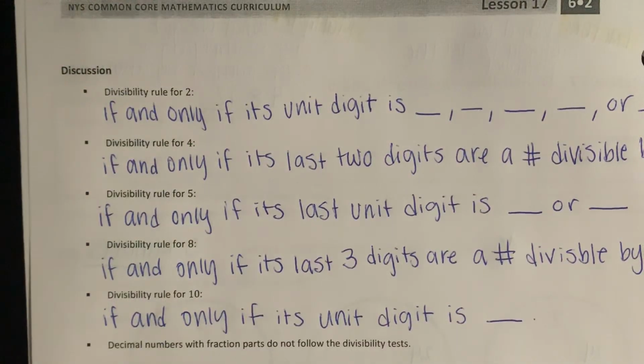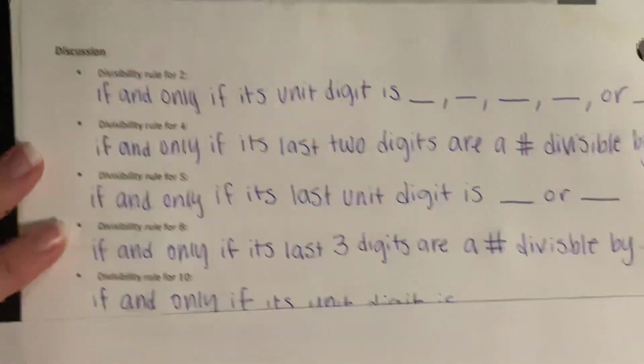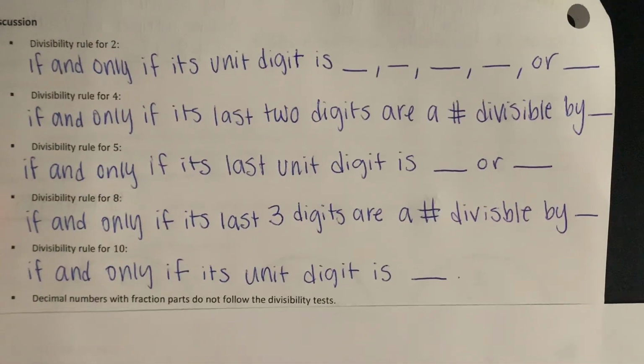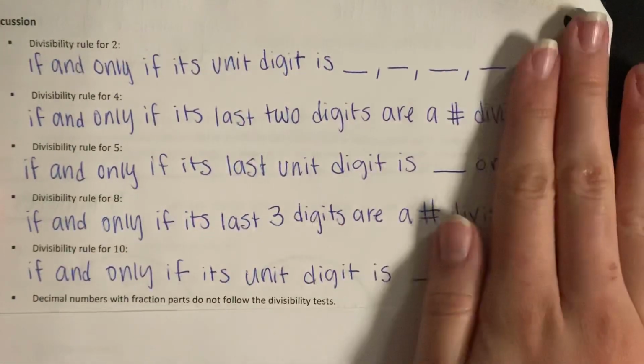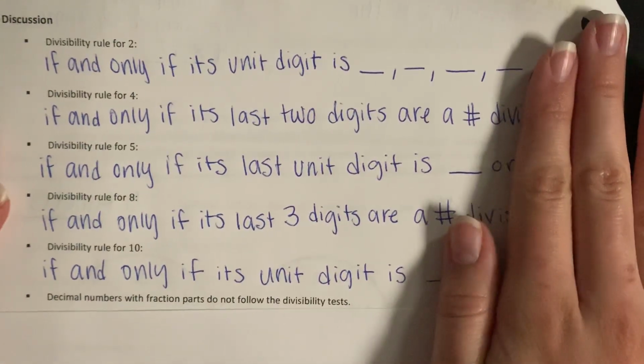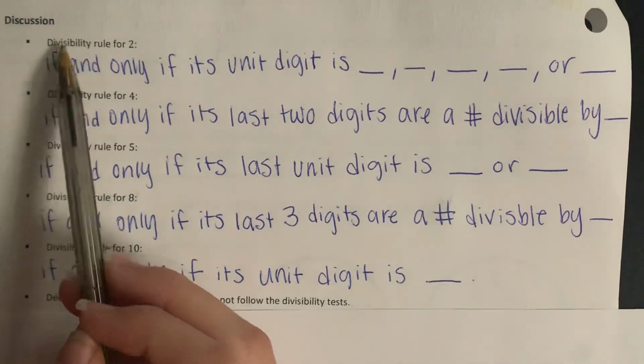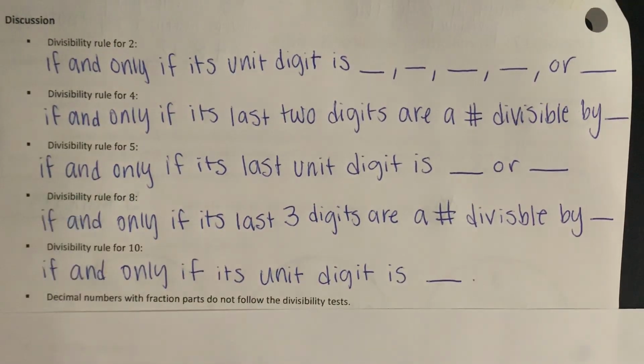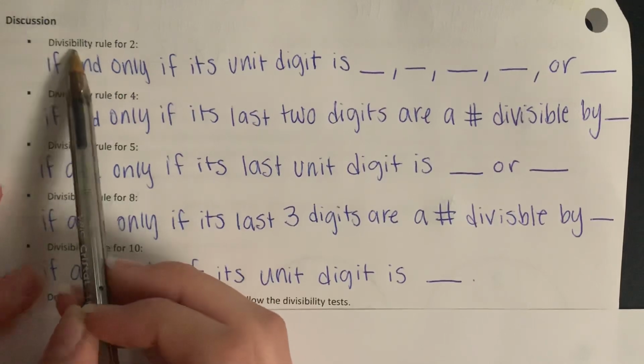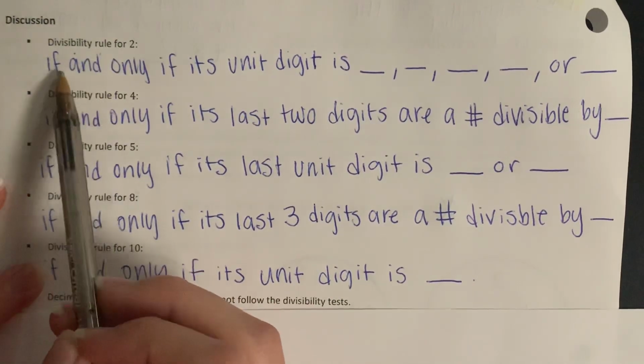So on the next page, we're going to set up our notes. I actually want you to pause again, write all of these sentence frames, and then we'll talk about what they mean. So go ahead and pause. All right, so you should be unpaused now, and we're just going to record all of the divisibility rules for these numbers. So let's start with the divisibility rule for 2.